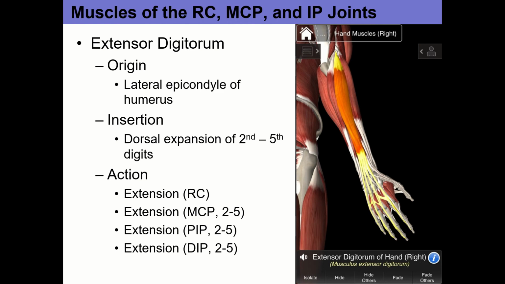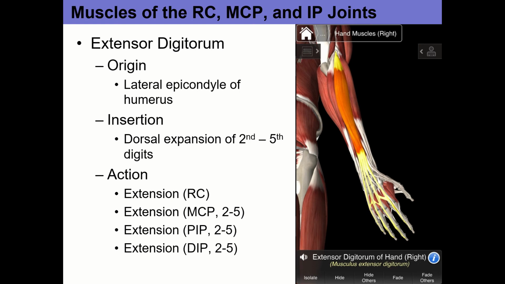So anytime you see an extensor or flexor digitorum, that's going to be a muscle that affects the digits that are not the thumb. And it's a very similar concept in the foot, where you have an extensor and a flexor digitorum, and those affect the toes that are not your big toe. So same idea. So the dorsal expansion, what's that? I'll show you a picture of it here in a second, but basically the tendon splits along the interphalangeal joints into 3 different parts, and so it inserts into that dorsal expansion.